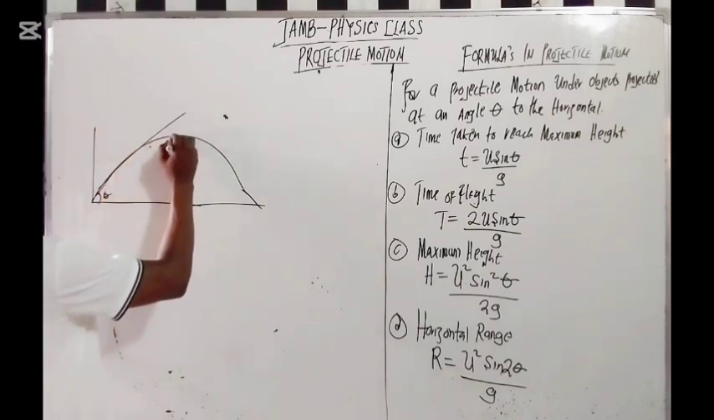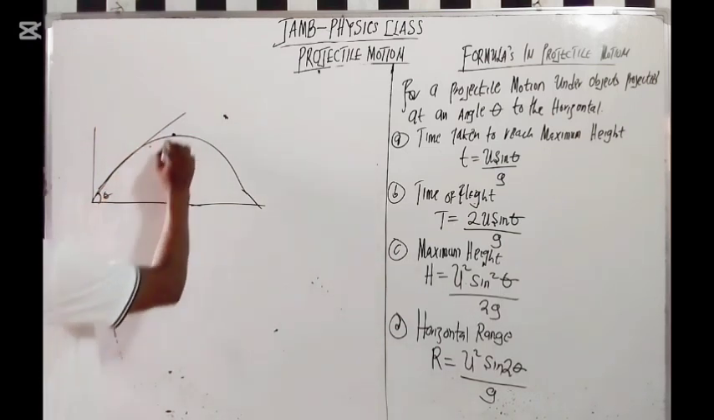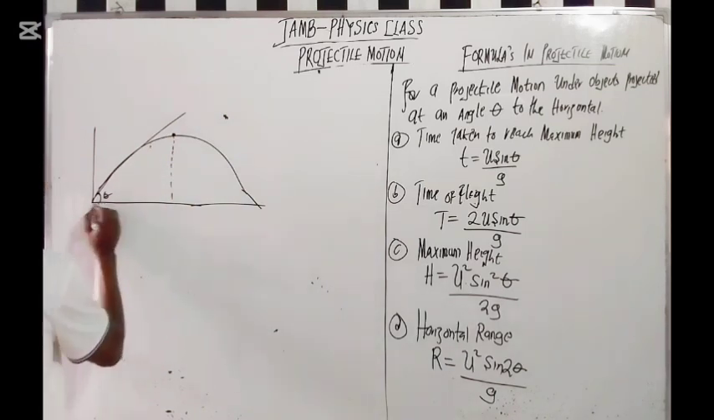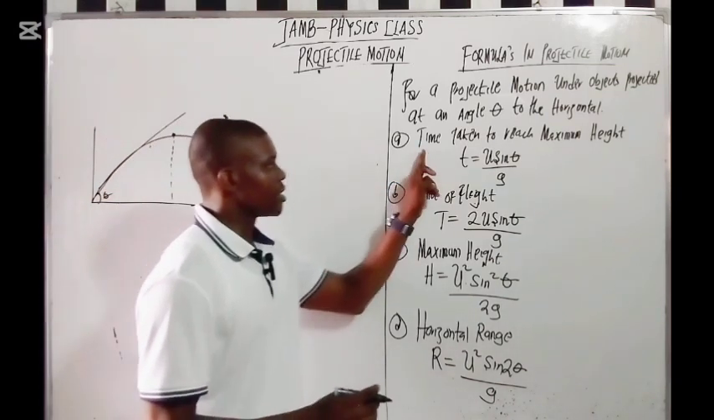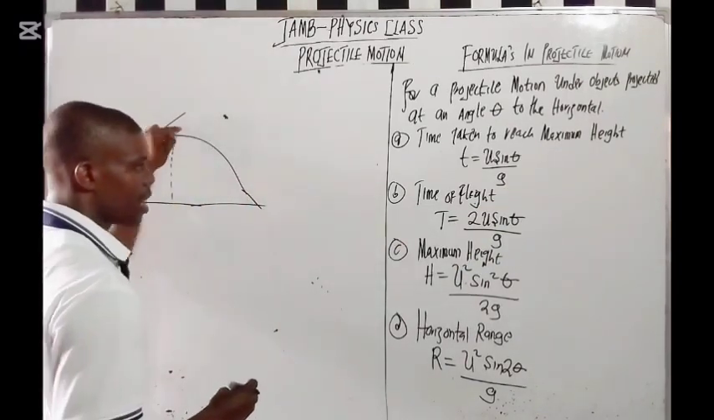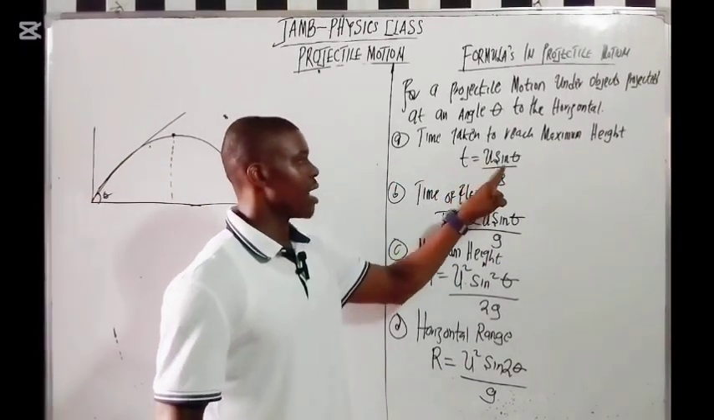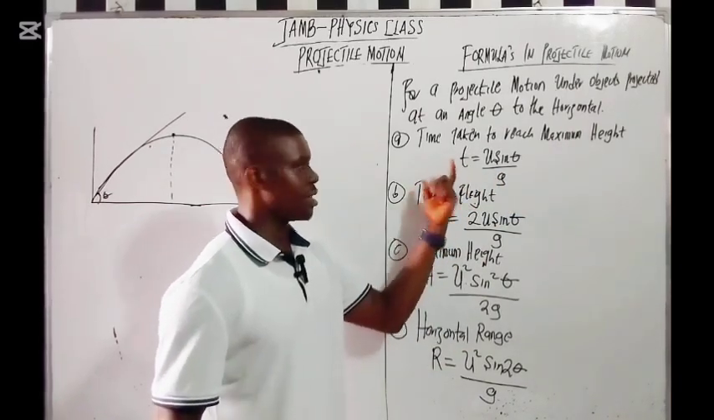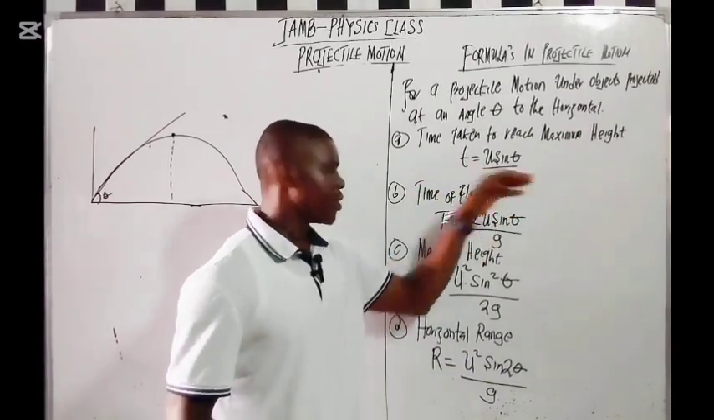You get to the point of maximum height, right? Before it comes down here, here we have the range. So here we have the time to reach the maximum height. The time to reach the maximum height is T equals U sine theta over G. That is your answer, small letter t equals U sine theta over G, right?